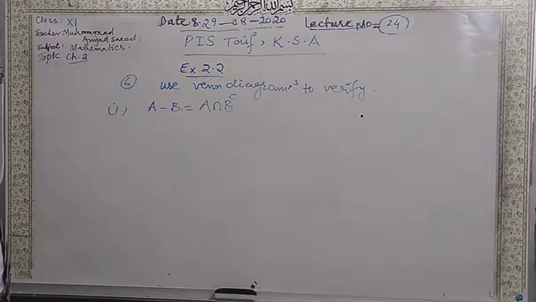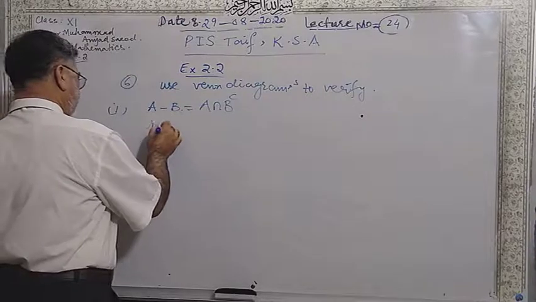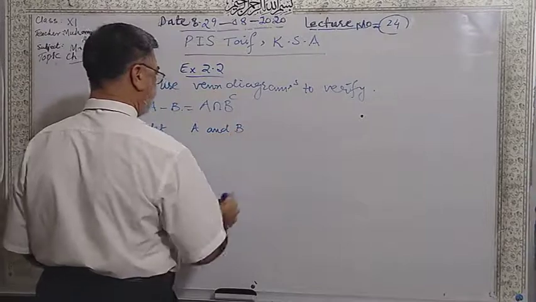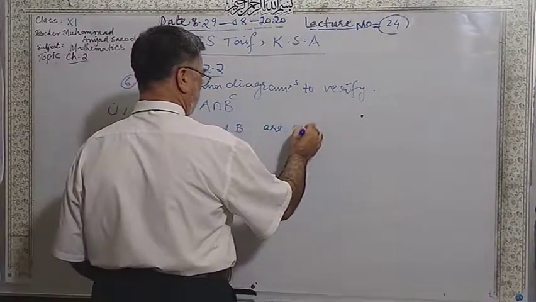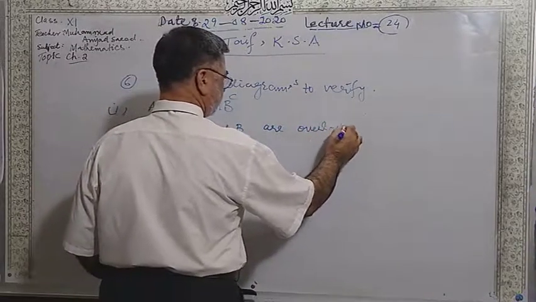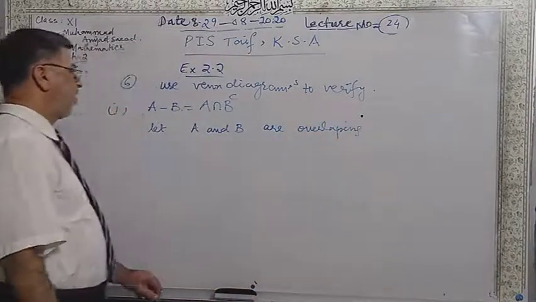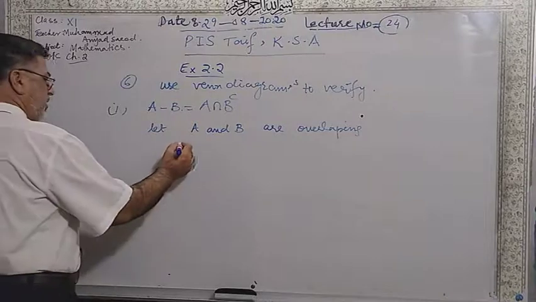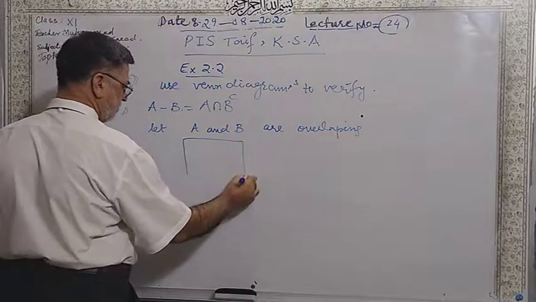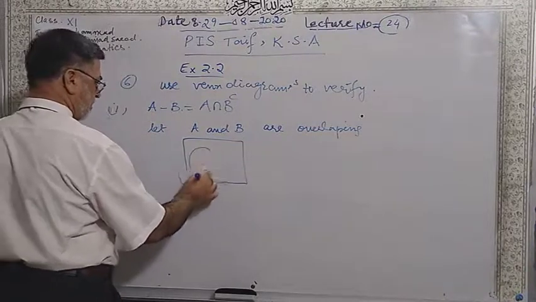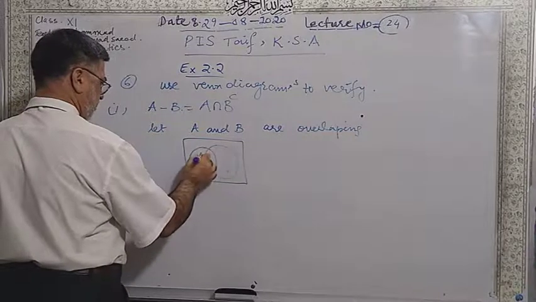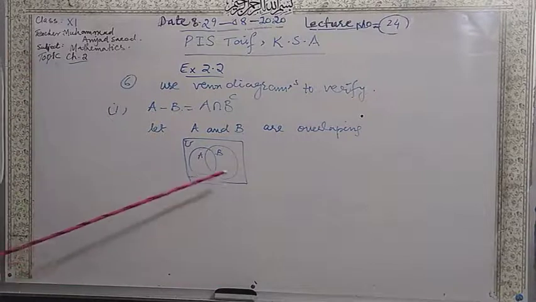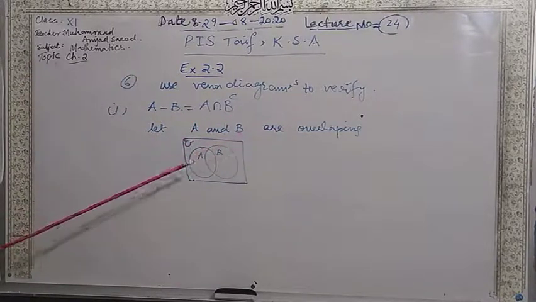So that's why let A and B be overlapping. Let A and B be overlapping. So the diagram of your question will be like that: A and B, and this is universal. This is the Venn diagram of your choice.